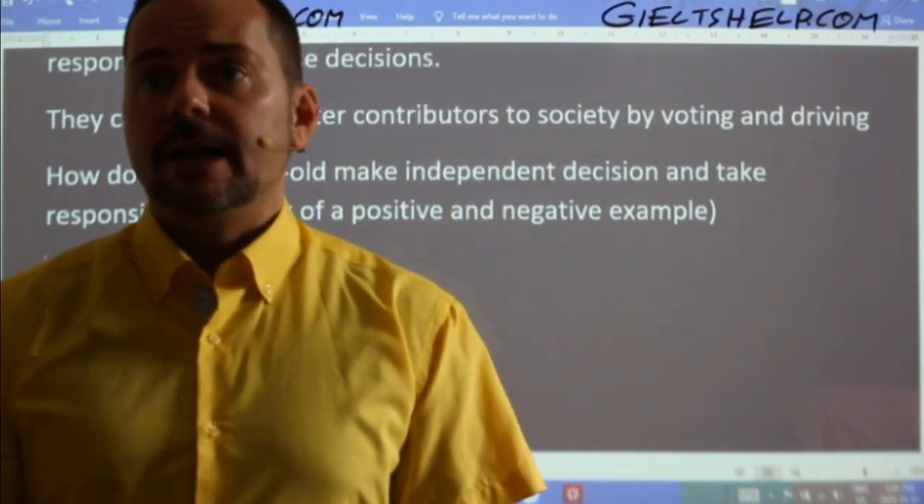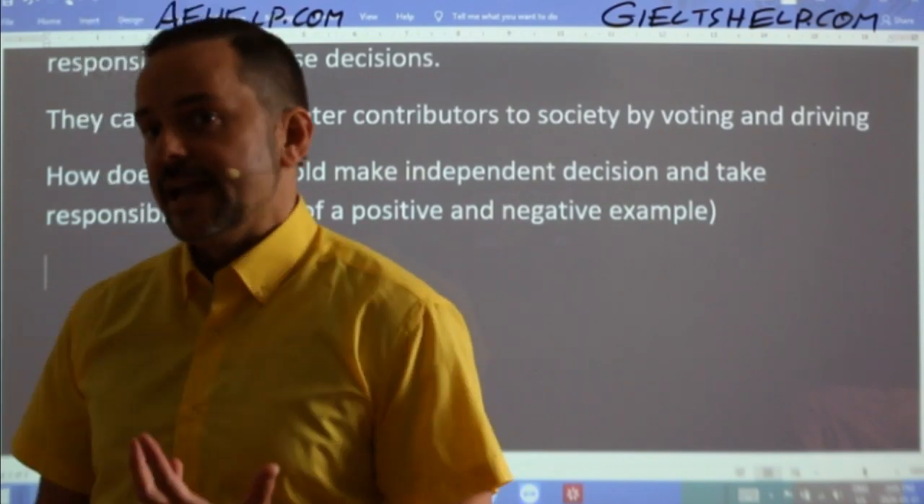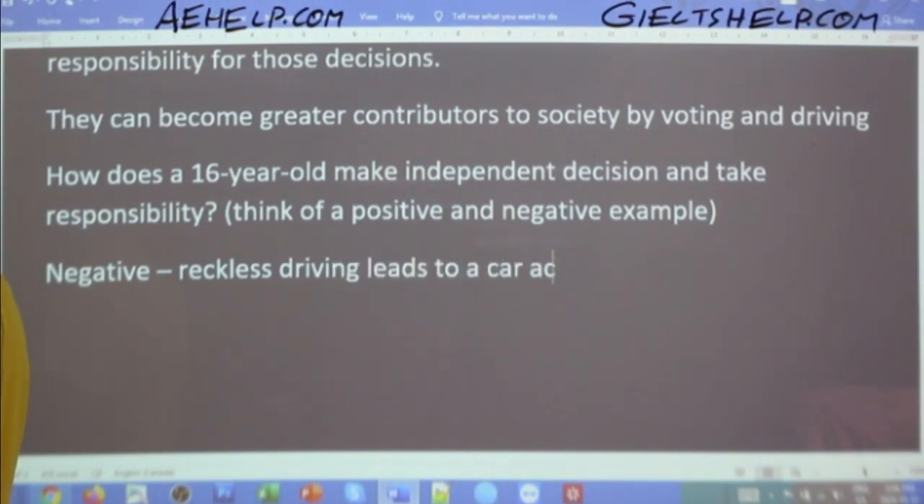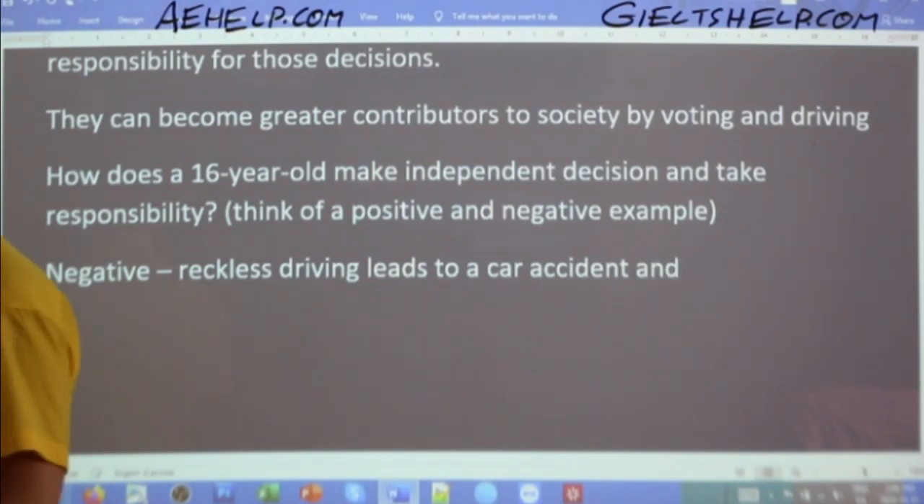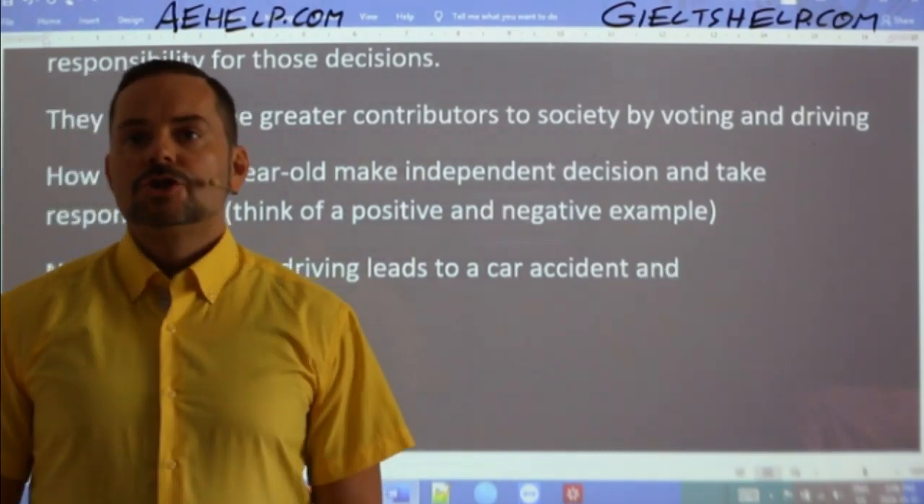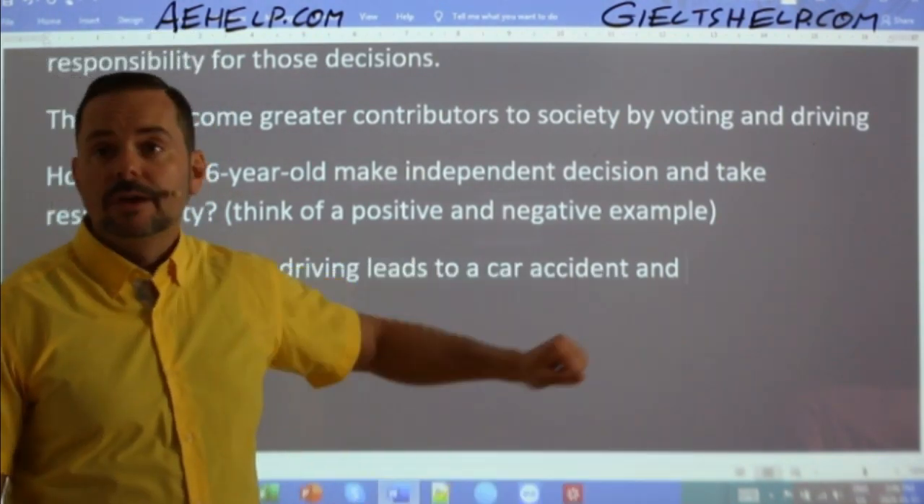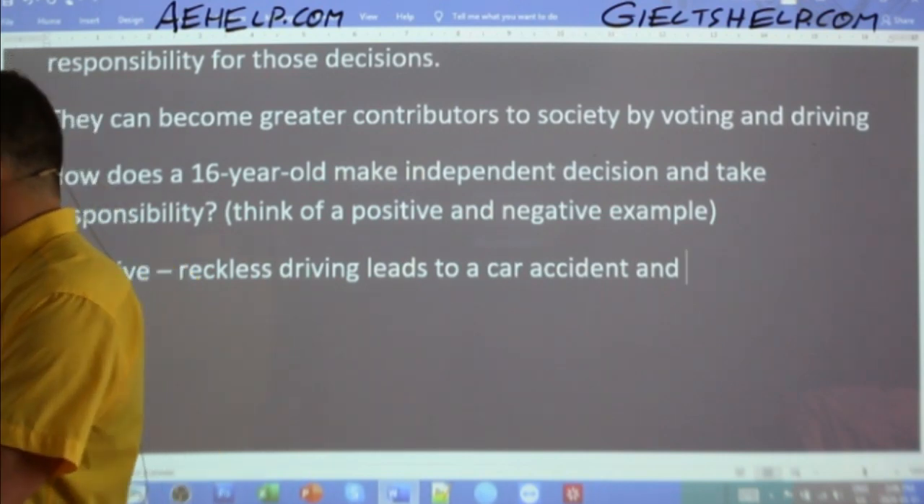Okay, so Charlie, good start. So Charlie's giving us a negative here. So Charlie says reckless driving. Driving leads to a car accident. And finish that idea, Charlie. It's not a complete idea. It's not a complete example yet. Okay, you need to finish that idea. Let's look at the positive as well.